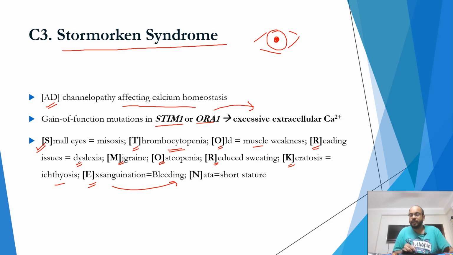E for exsanguination because there's intense bleeding. Remember, thrombocytopenia is happening. And N is Nata. Nata is the Hindi word for short stature. So every letter of Stormorken syndrome, I've utilized it to give you all the clinical features, so you can easily remember it. Let's move forward.